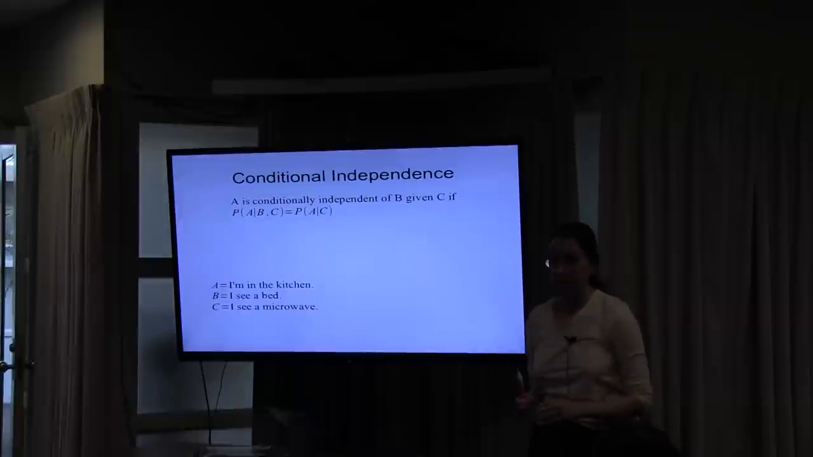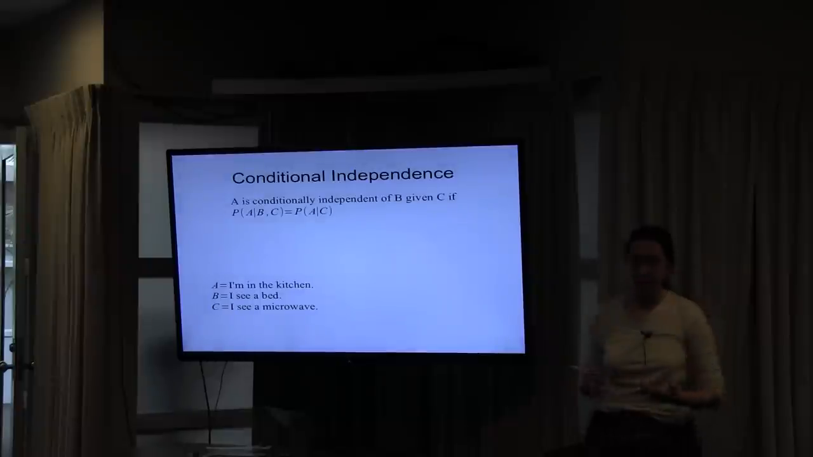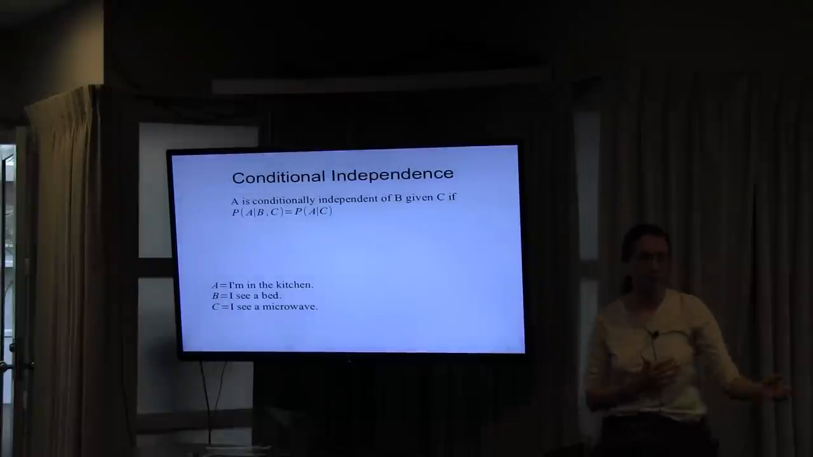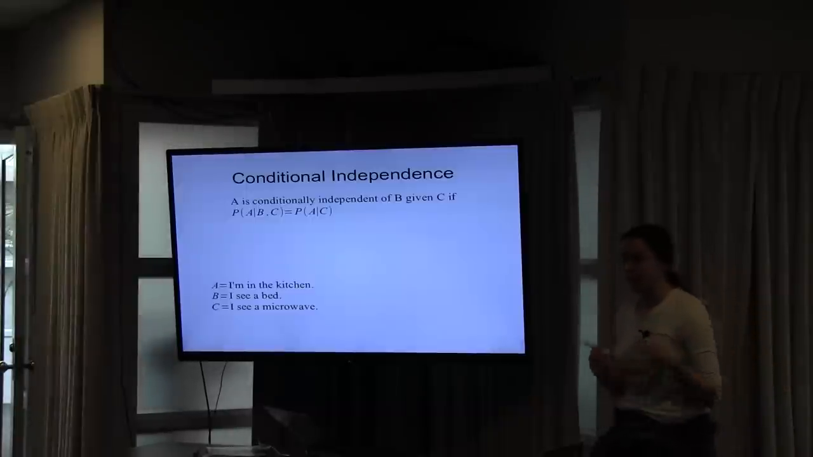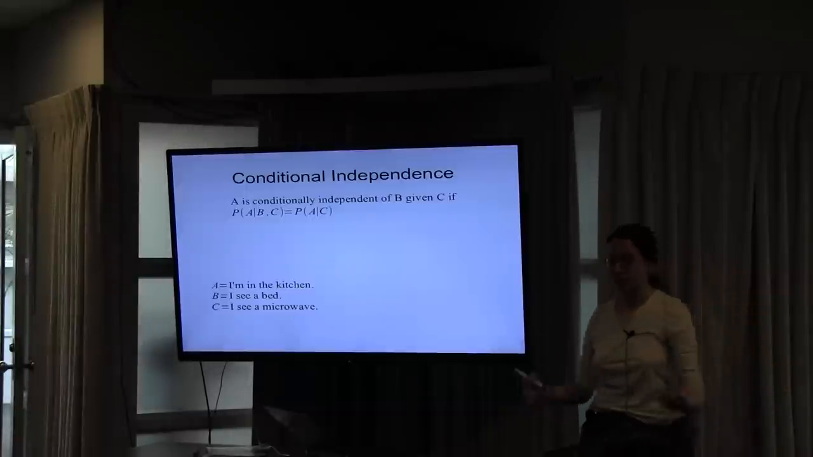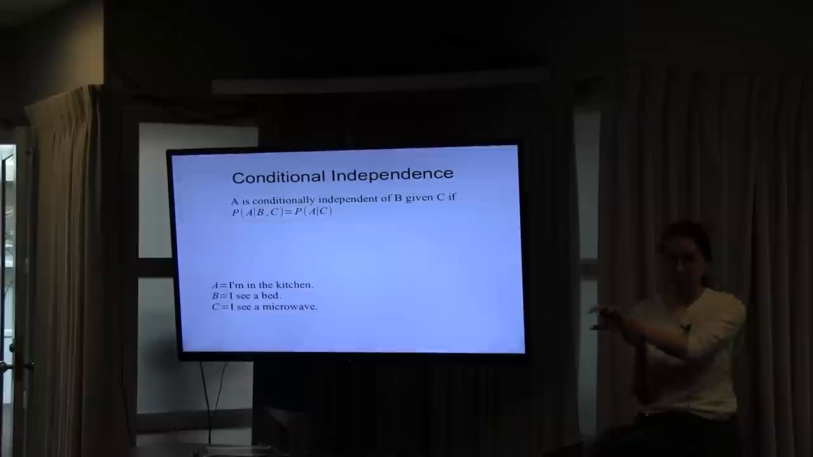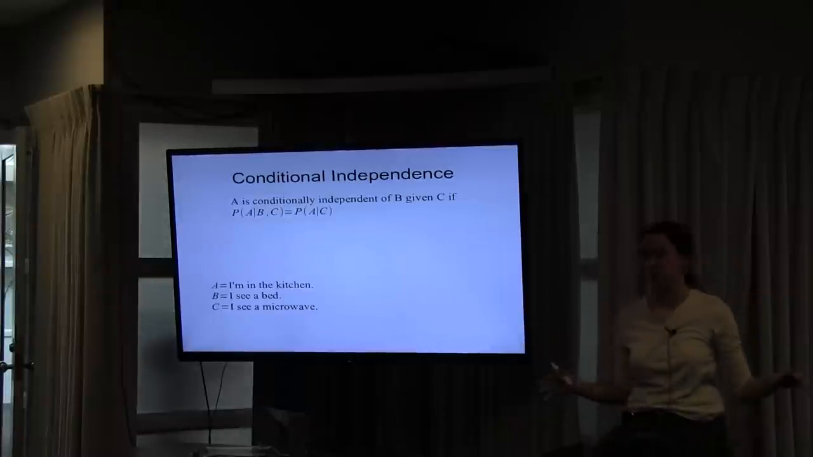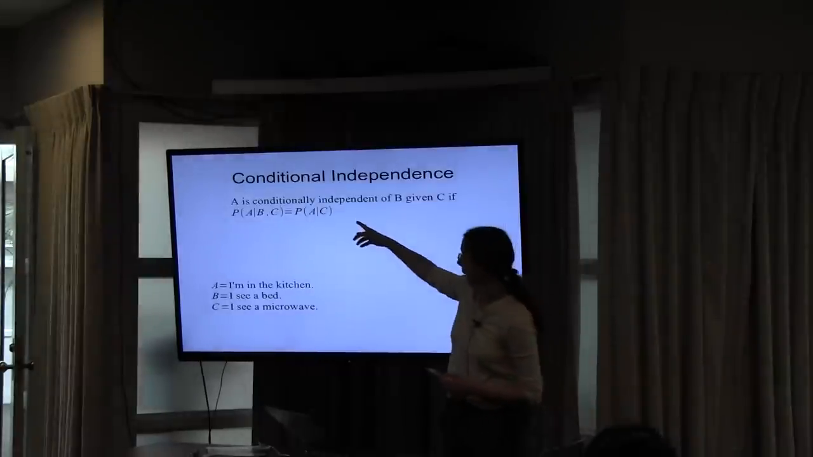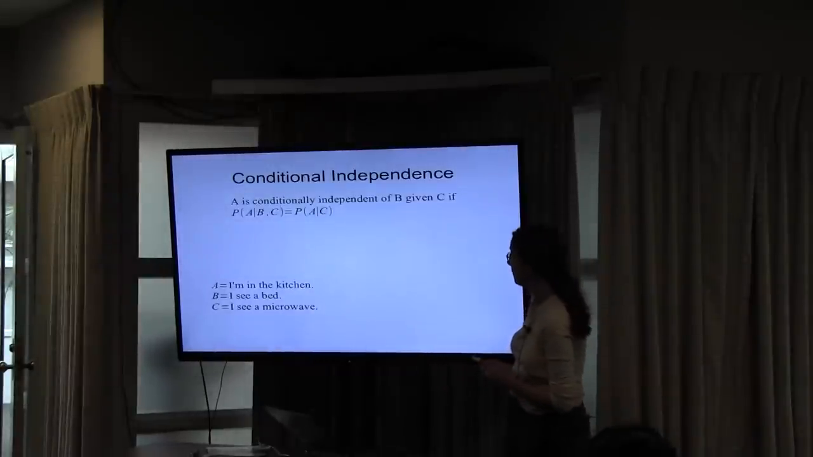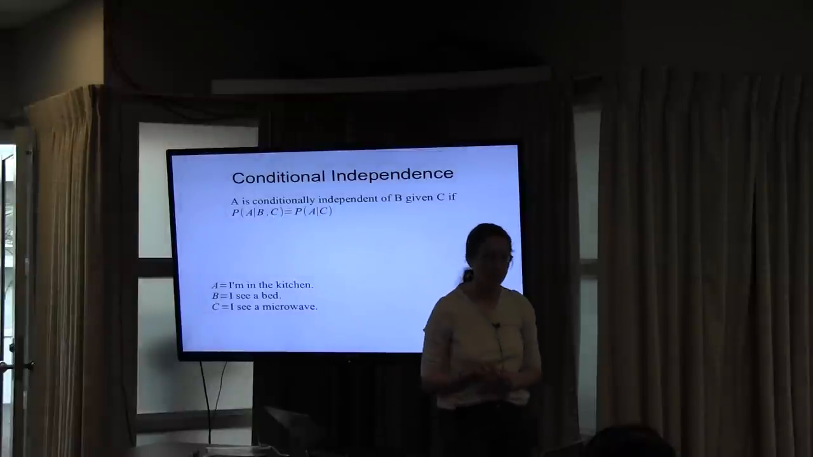All right, so the next notion that I want to talk about is conditional independence. Lots of times we have variables that are related to each other, so they're not independent. They depend on each other. If you know something about one, that tells you something about the other variable. But that relation is mediated by something else. And if you knew the something else for sure, then they become independent. So this is sort of the math of it: A is conditionally independent of B given C if A given B and C equals A given C.